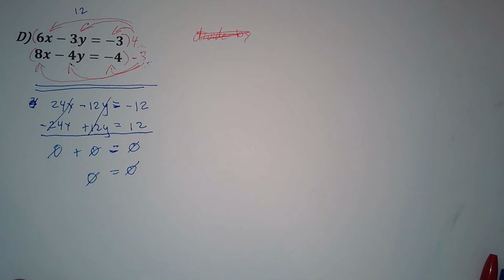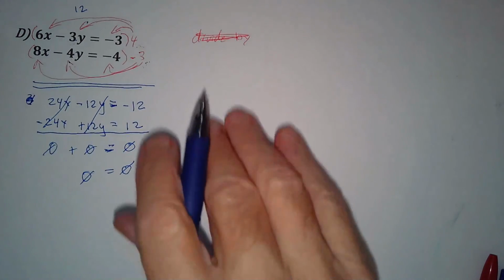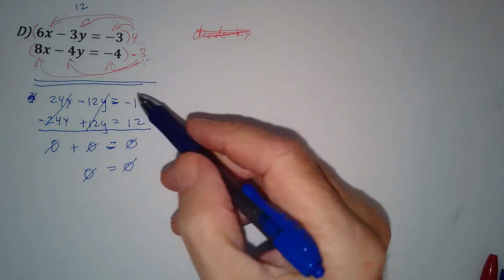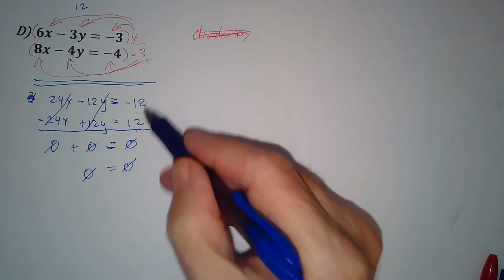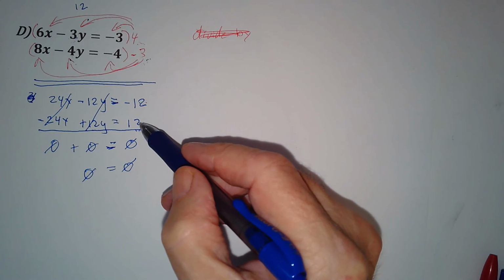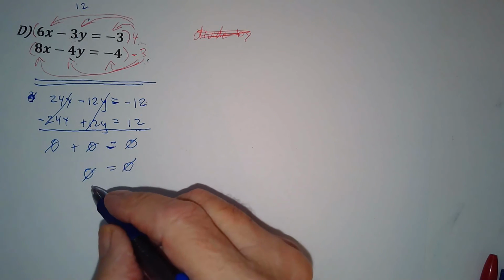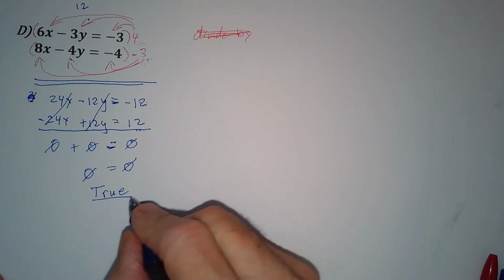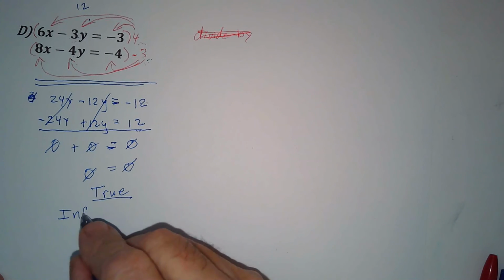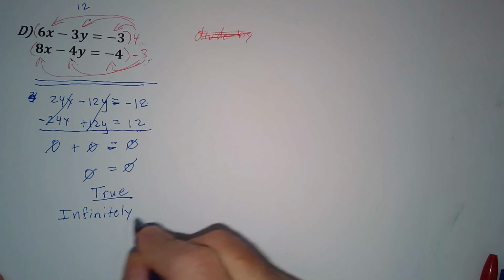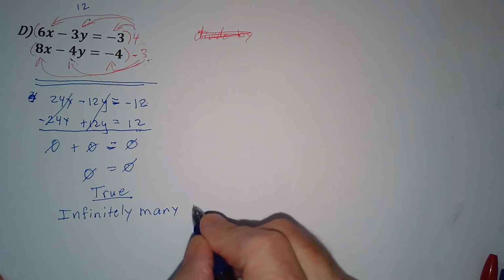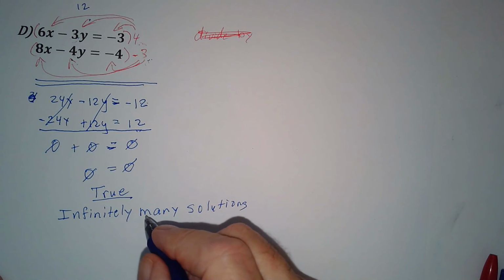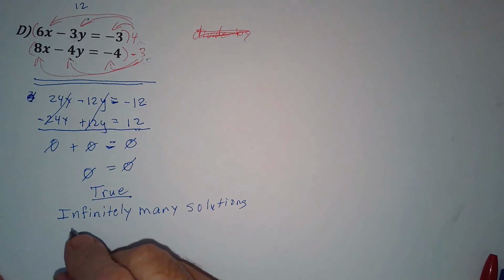Is that possible? Well, yes. So think back to when we were doing substitution and we got a situation like this. This meant that, aren't they the same equations? Once we simplified them, we realized they're the same equations. So that means that you've got infinitely many solutions. So this is true. You have infinitely many solutions. And that's because you have the same line.